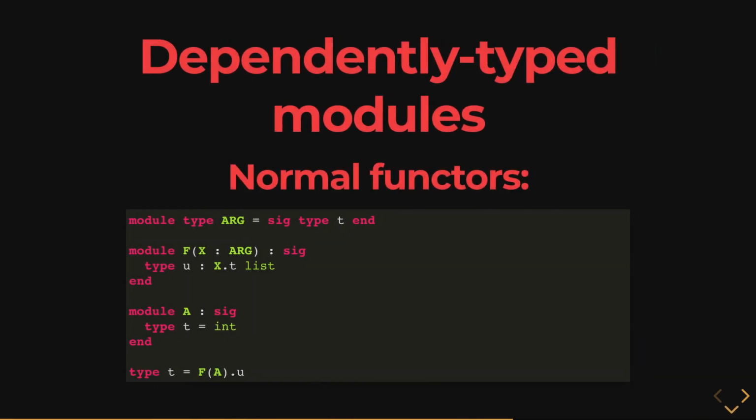Now we're getting a little bit more off the beaten track. I'm not going to go into any detail on dependently typed modules. Suffice to say that we have to be even more careful when functor results depend upon the module types in their arguments. Please ask me afterwards if you're interested.